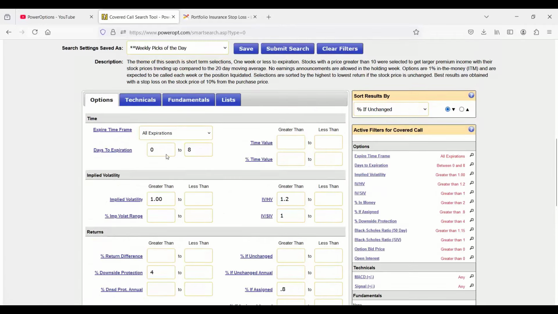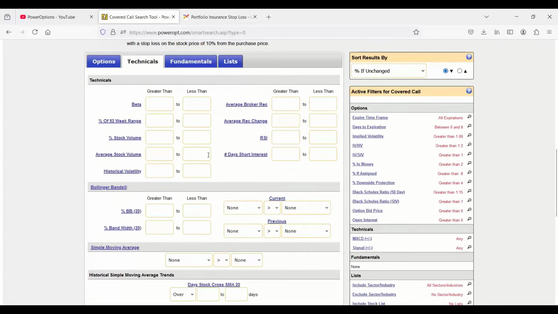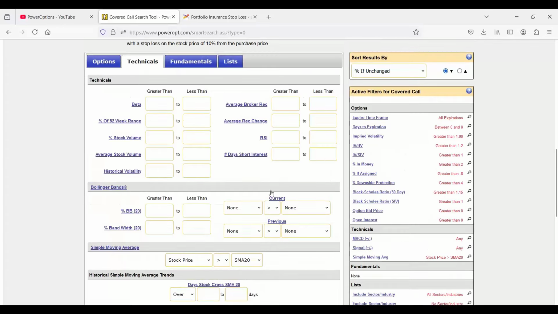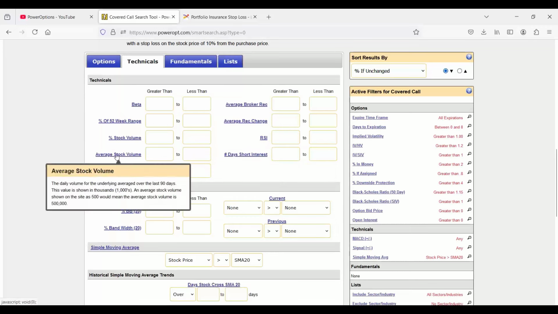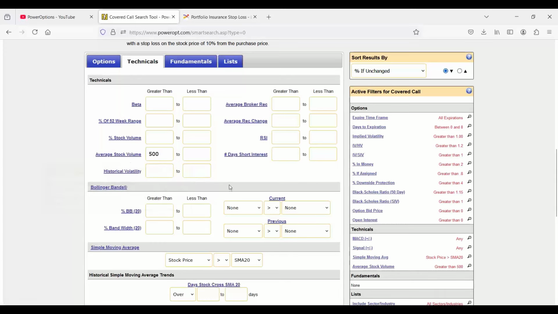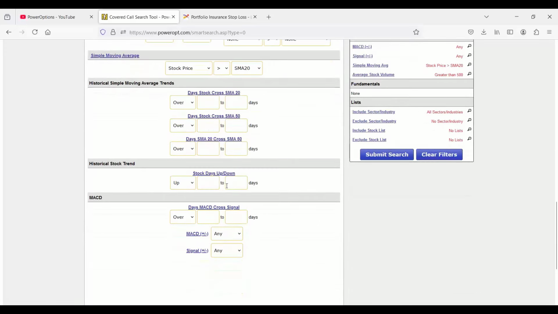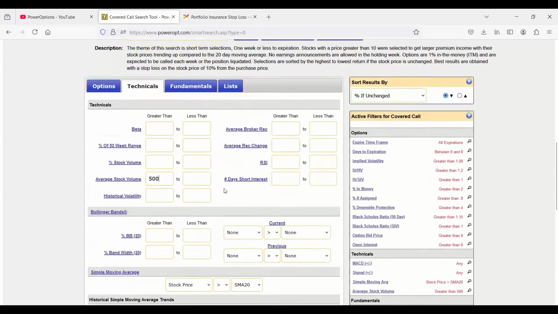But since this is a covered call, yeah, I'm going to look for some basic technicals as well. I'm going to look for a stock with a simple moving average, trading above the SMA 20, for example, since we're using weeklies. I can use RSI as well. Average stock volume, let's throw that in. Average stock volume is measured in thousands, so I'm going to put in at least 500. I want to only see stocks that have an average volume of 500,000 shares per day. I would commonly use MACD in this situation, but we're going to avoid that right now just to keep it simple.